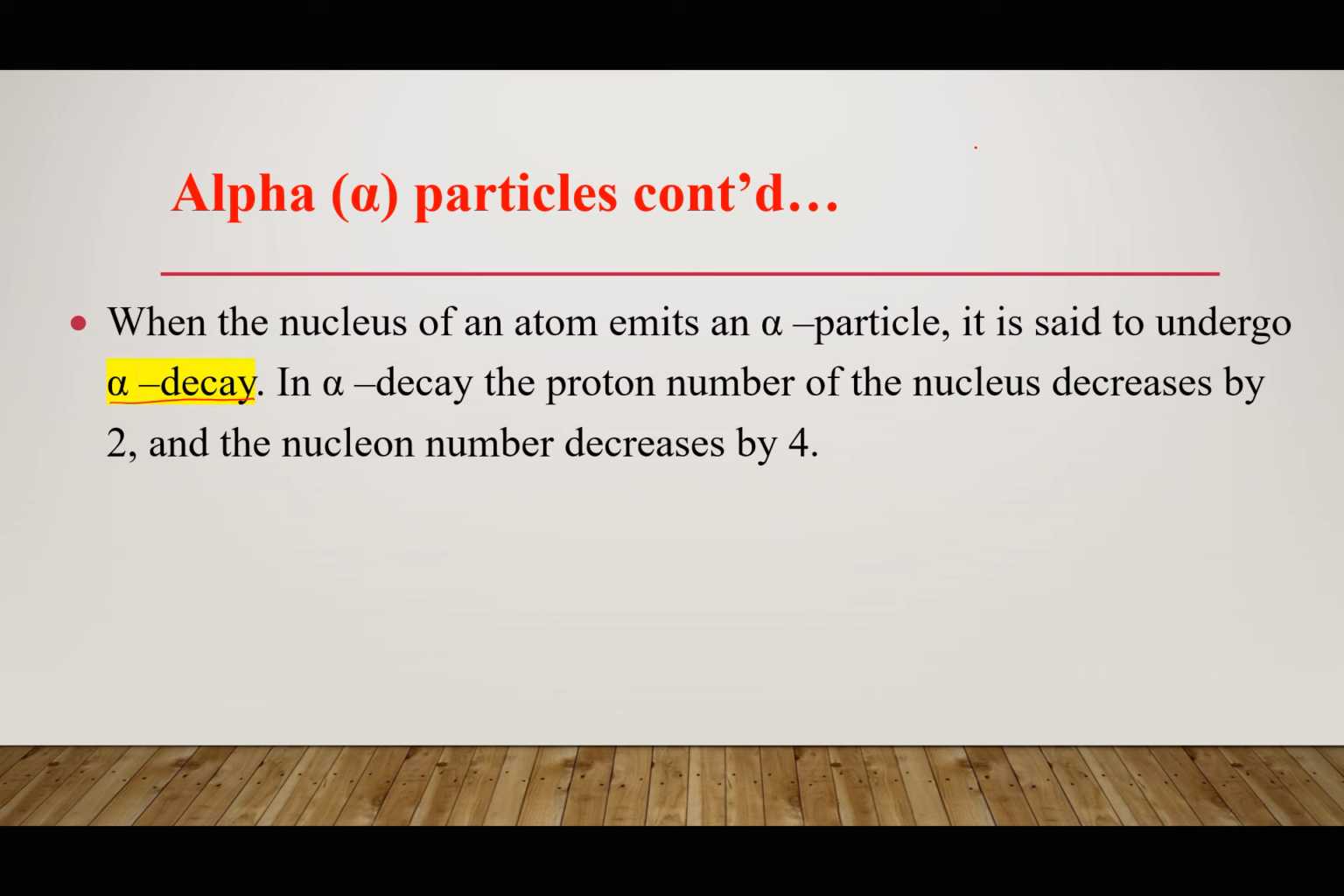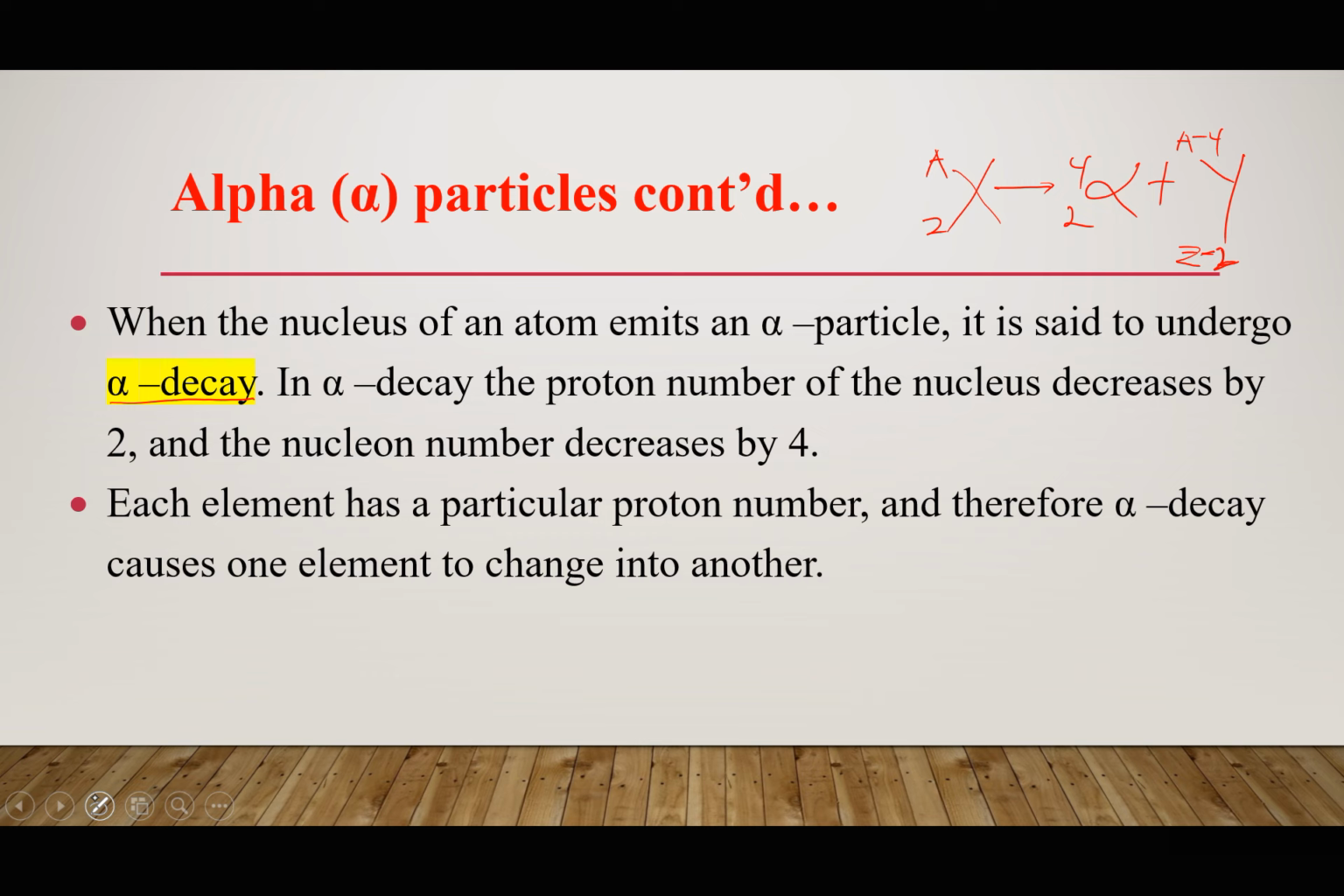That is, if we have a nucleus X, which is X with nucleon number A and proton number Z, and it undergoes an alpha decay, where an alpha is written as alpha 4-2, we expect the new nucleus formed to have nucleon number A minus 4 and proton number Z minus 2. The proton number reduces by 2 and the nucleon number decreases by 4, because for every nuclear reaction, as we shall see, the total nucleon number and total proton number on both sides of the equation remain the same.